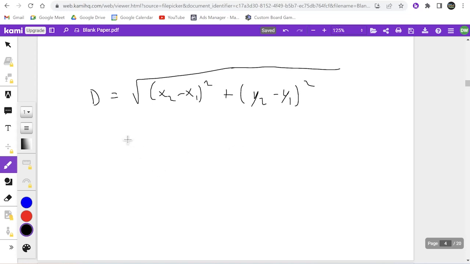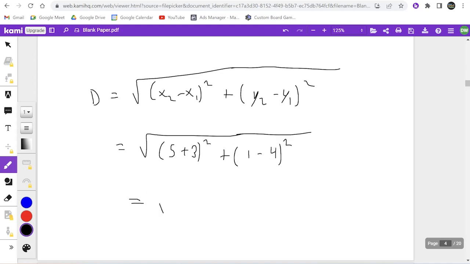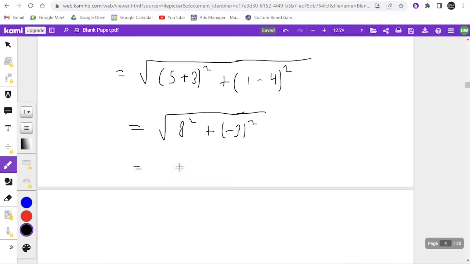Well, let's see. So if I think of x2, x2 is now our 5 minus -3. Minus -3 is the same thing as plus 3 because it's a double negative, squared. And then plus y2, which was 1, minus y1, which is 4, squared. We get this. You're going to get the square root of 8 squared plus -3 squared. Remember, any negative number squared will become positive. So you get the square root of 64 plus 9, and that's the square root of 73, just like before.